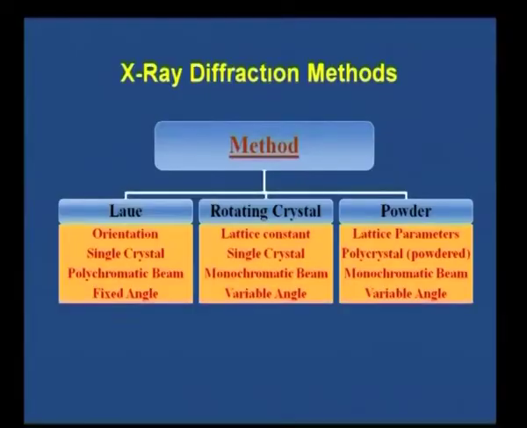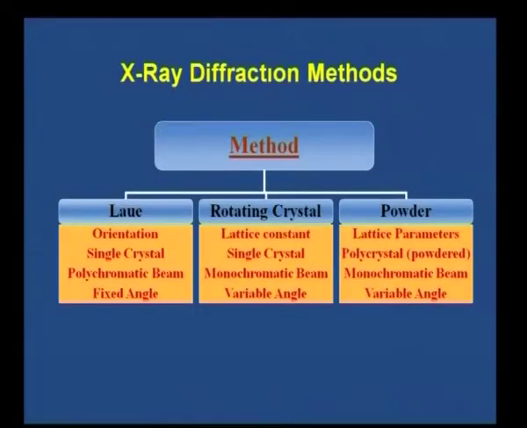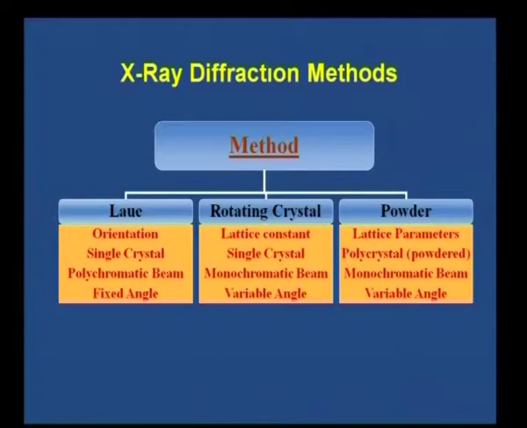You make use of a single crystal, that should be remembered. In the Laue method, the orientation alone can be studied. You have to make use of a single crystal. Then the X-ray beam that is used is a polychromatic beam. It is not a single wavelength, it is not monochromatic, it is polychromatic. Then the angle also is fixed, a fixed angle. Whereas, in the rotating crystal method, you can determine the lattice constant, as we will see later.